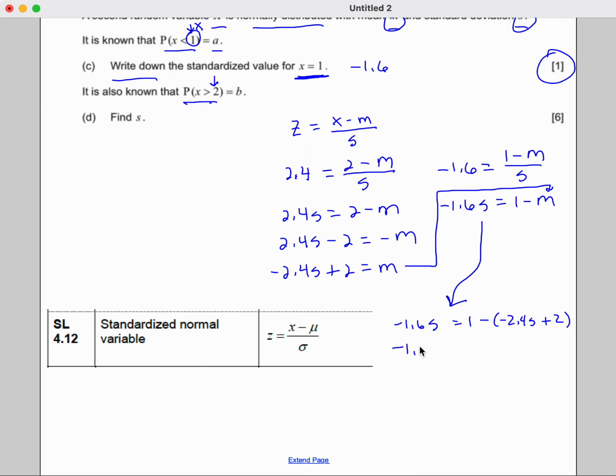Little algebra: 1.6s equals 1 plus 2.4s minus 2. If I subtract 2.4s, I get negative 4s equals 1 minus 2, which is negative 1. Divided by negative 4, s is equal to 1/4 or 0.25.